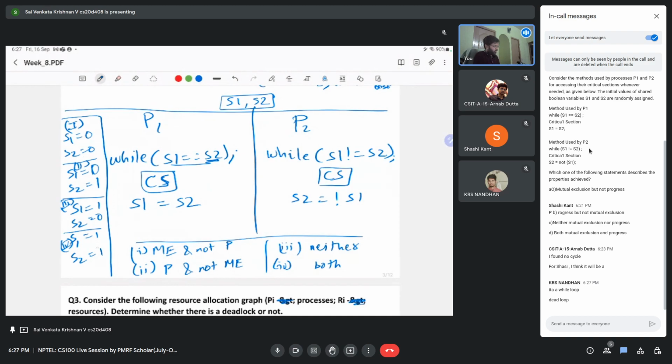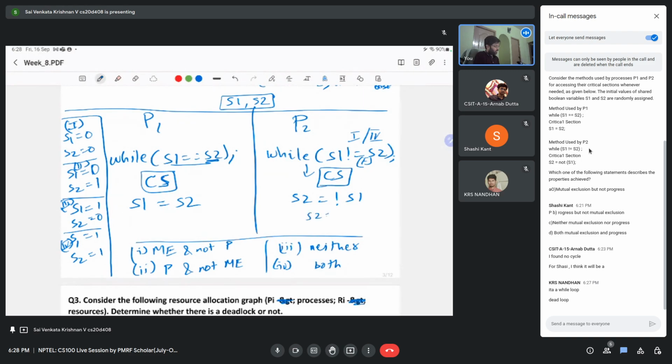So in cases 1 and 4, P2 will enter, correct me if I'm wrong. In cases 1 and 4, P2 will enter because S1 not equal to S2 will be false. So in that case, P2 will enter, and once it exits the critical section, S1 will be equal to S2, and the opposite. So it's just terminated again.